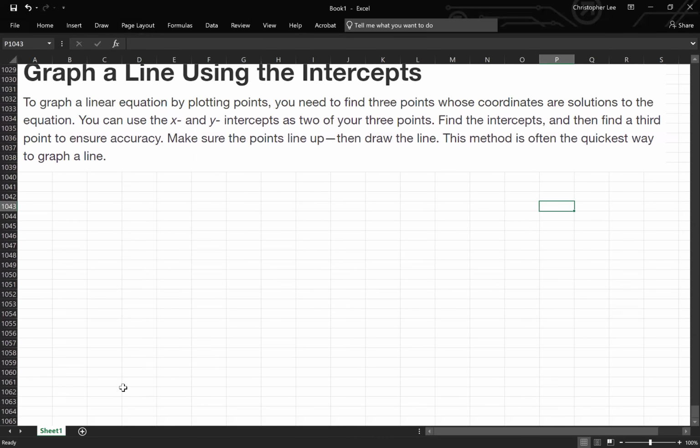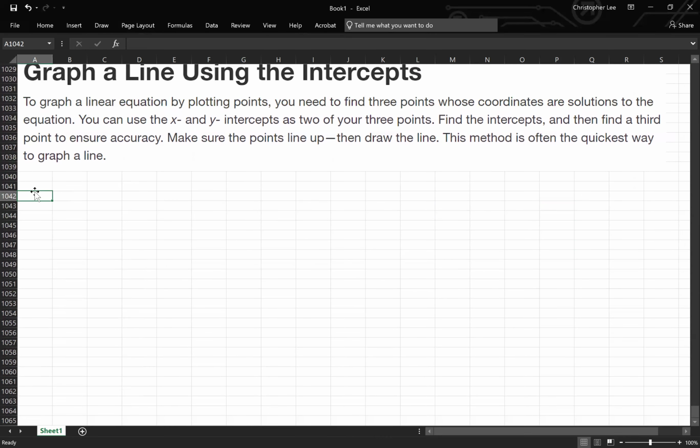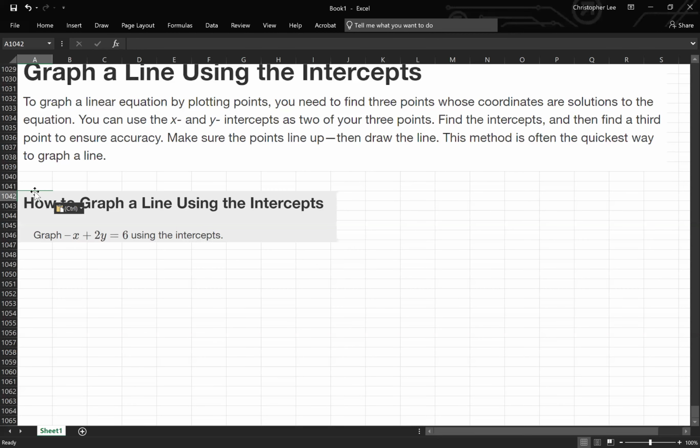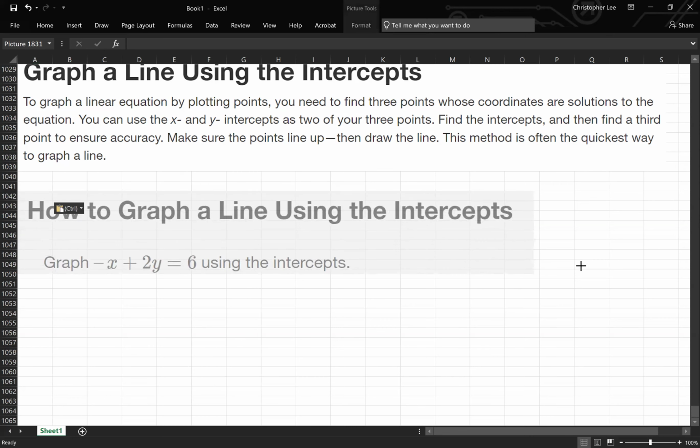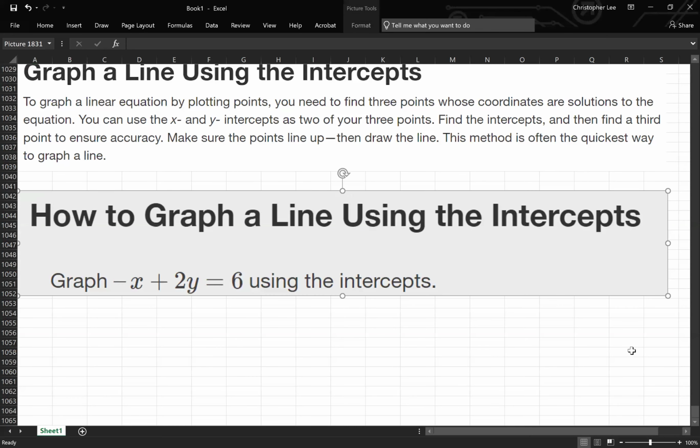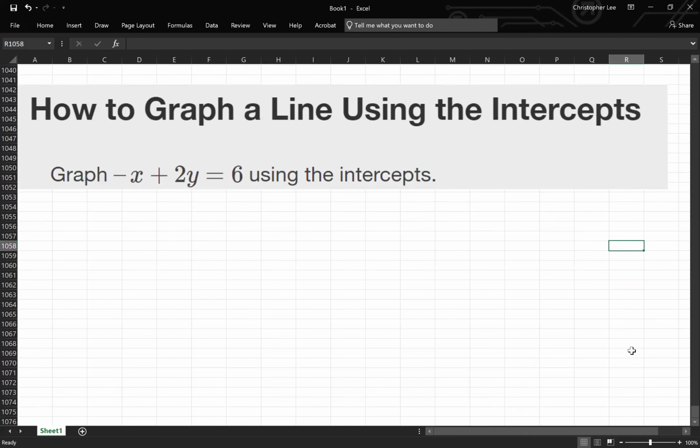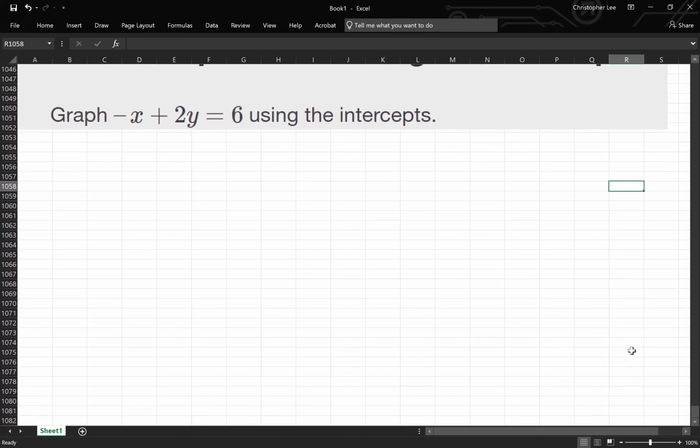So here's what they're saying. Kind of the same question I had before. I want to graph this line. I have negative x plus 2y is equal to 6. But what I want to do now is just find the intercepts. And then from that, I'll be able to graph it. Maybe I find one more point and then that's it.